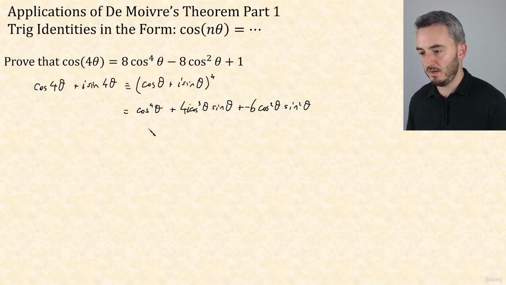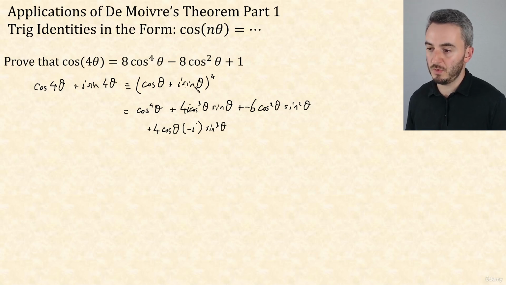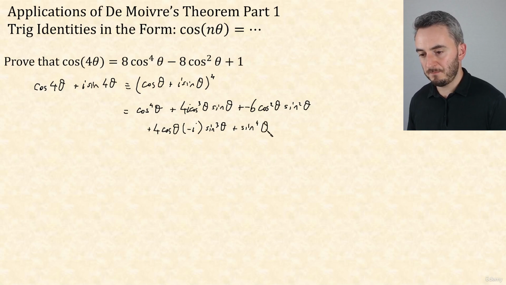Let's just continue down here. Then it's plus 4 choose 3, which is 4, this one to the power of 1, and this one cubed. Now i cubed is minus i, so that's going to be minus i, and then sin³ θ. And finally it's 4 choose 4, which is 1, and this one to the power of 4, which is sin^4 θ.